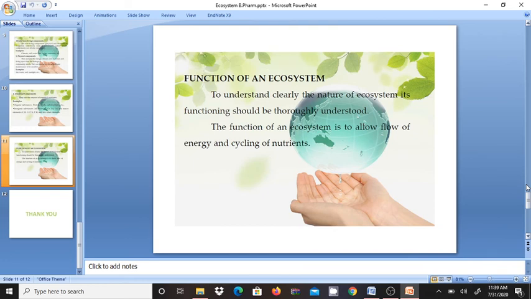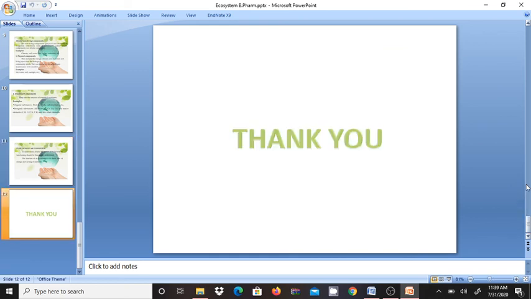So the function of ecosystem: we need to understand clearly the nature of ecosystem functioning, how it is working. The function basically allows the flow of energy and cycling of nutrients.